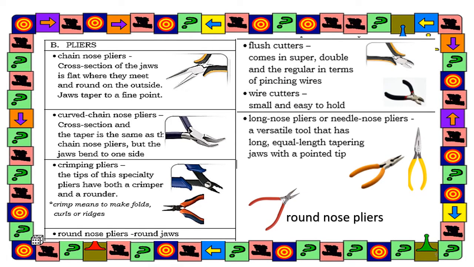Then we have the pliers. We have the chain nose pliers, curved chain nose pliers, crimping pliers. When you say crimp, it means to make folds, curls, or ridges. Then we have the round nose pliers, which has round jaws, flush cutters, wire cutters, the long nose or needle nose pliers. This is the more common one that we see. Okay, so you can read the description on your own.